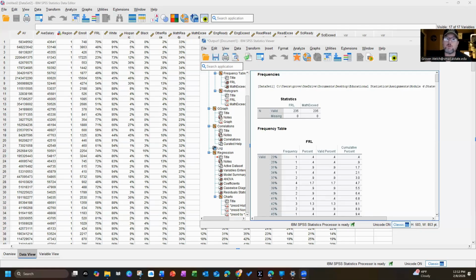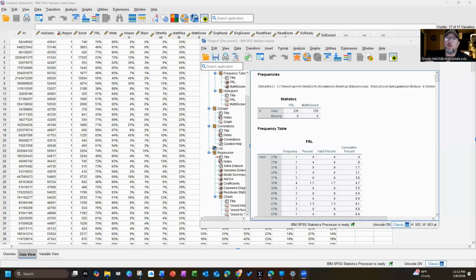Research question. A specific research question we are addressing is: is there a significant relationship between the free and reduced lunch percentage and the percentage of students scoring at the exceeding level in math? This question is important because it helps us understand how poverty affects student achievement.